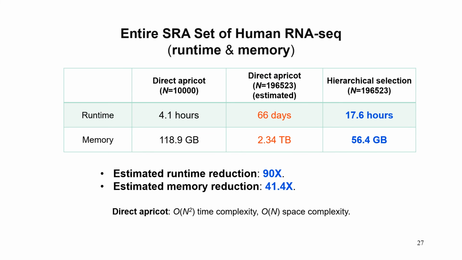samples. For the entire SRA set of human RNA-seq samples, so 200,000 samples, the estimated runtime and memory usage of direct apricot are 66 days and 2.3 terabytes, as we extrapolated based on its time and space complexities. This is infeasible. Our hierarchical selection on the entire SRA set takes only 17.6 hours and 56.4 gigs of memory to complete this task, making this task fully feasible. We use 85 cores for all cases, so the estimated runtime reduction with hierarchical selection is 90 times and memory reduction is 41 times.